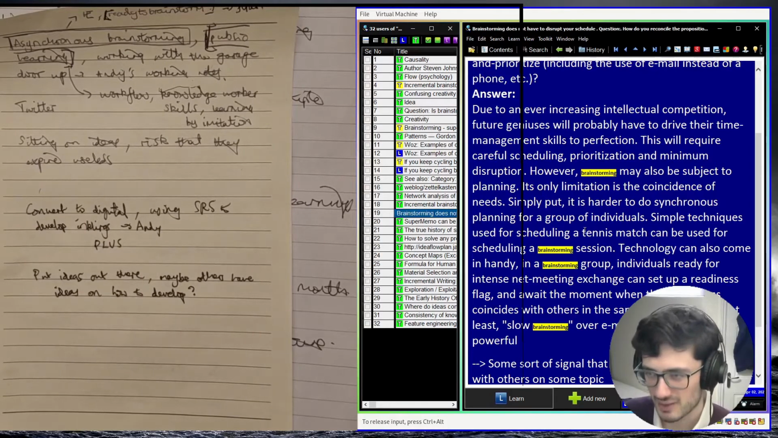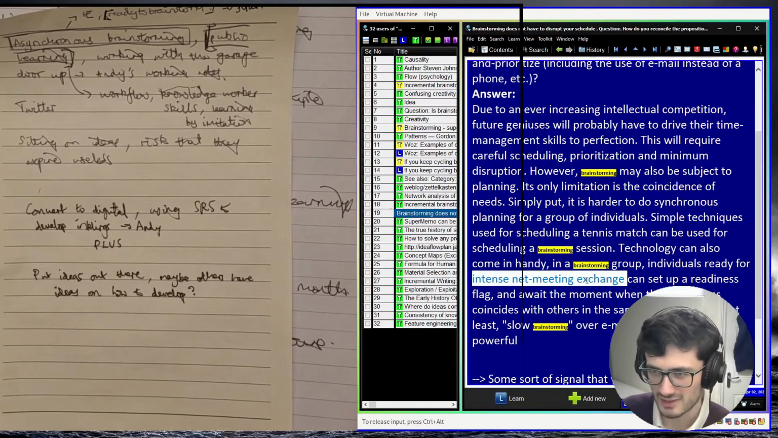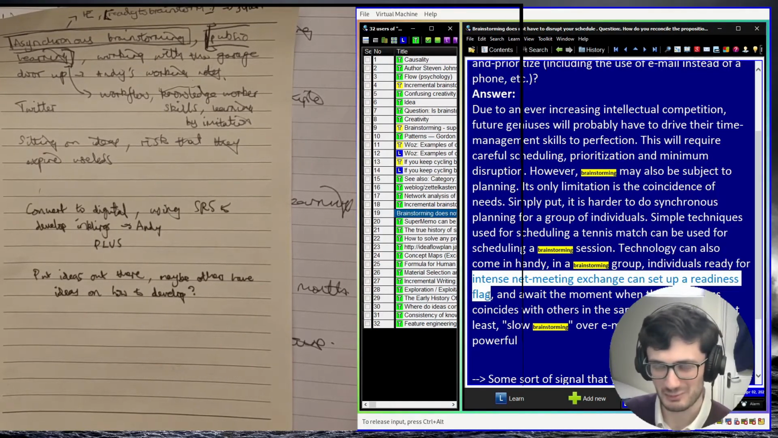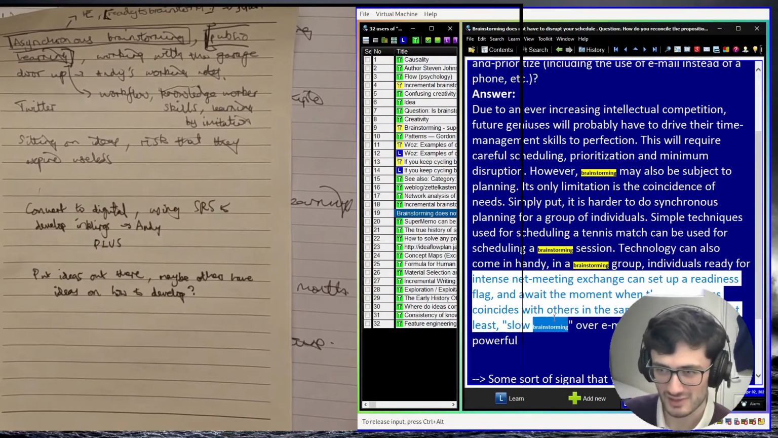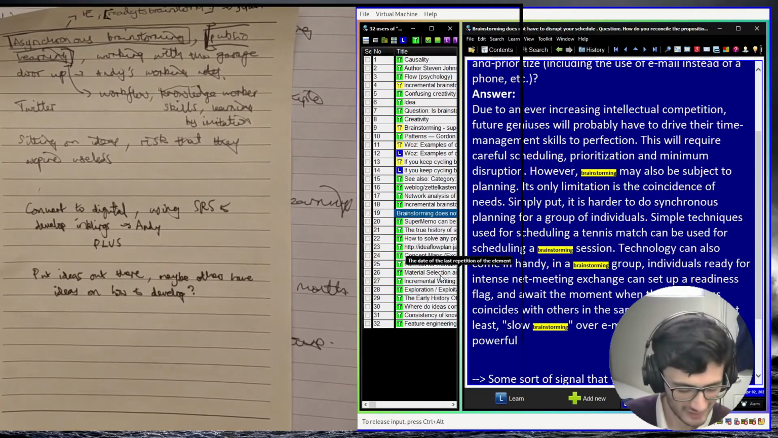And he basically says here, I think it's right here, yeah: in a brainstorming group, individuals ready for an intense net meeting exchange can set up a readiness flag. This is the real part that hooked me and a couple of other people: and await the moment when their readiness coincides with others in the same group. Okay, so this is the whole idea of asynchronous brainstorming.